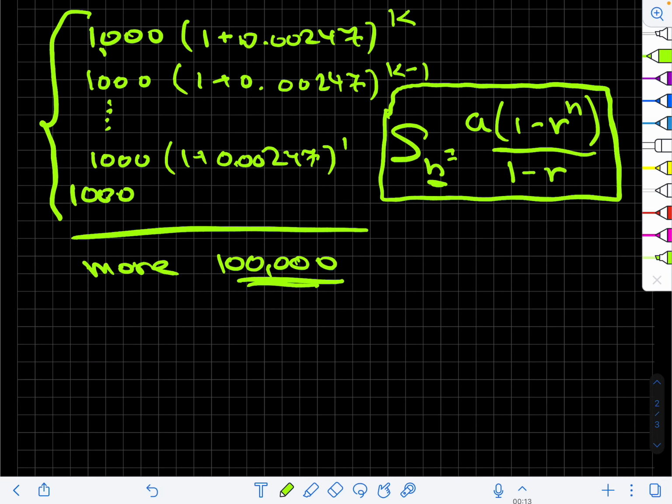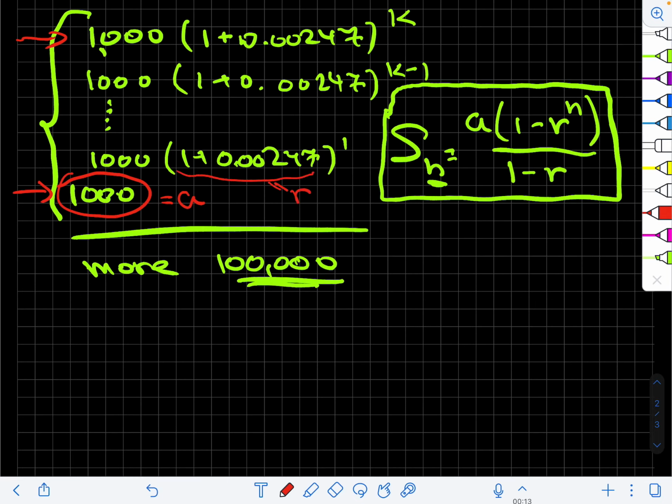My first term, you can call the top one first term, or you can call the bottom one first term. I always go with the bottom one, the one that doesn't have attachments, where the power is 1. So if I mark this as my A, the first term, the ratio: from term to term, I'm multiplying by the bracket.